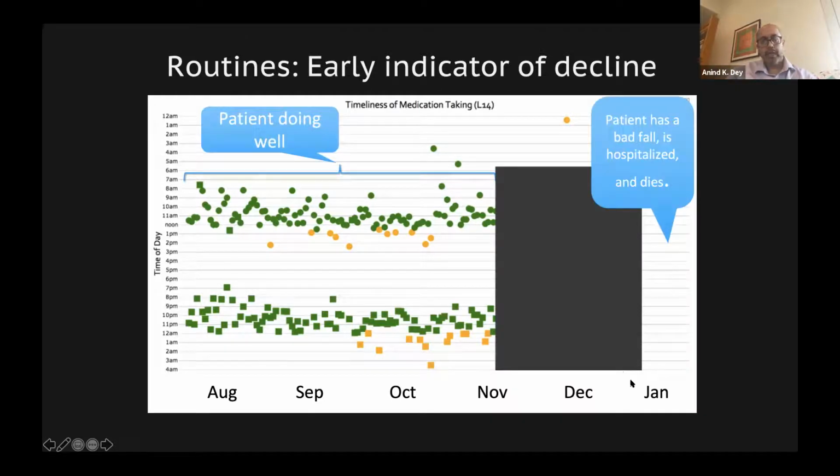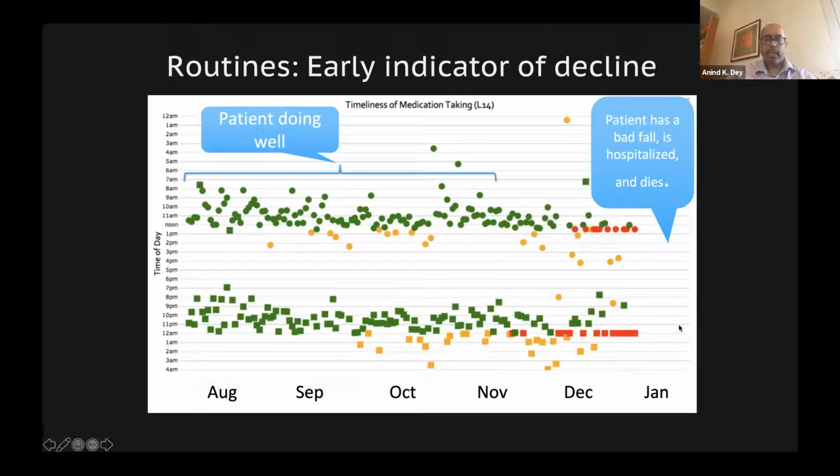So the patient's doing well from August to November. In January, the patient had a bad fall, was hospitalized, and died in the hospital. And what we can see in November to January is lots of mistakes happening in the pill taking. Now, we were not monitoring this data in real time. And in fact, when the patient went to see the doctor in December, and the doctor said, "How is everything going? Are you taking your medicine?" the patient assured the doctor, "Yes, I'm doing fine. I'm taking my medicine, no problems." But what we can actually see here is lots of mistakes in the medicine taking behavior.